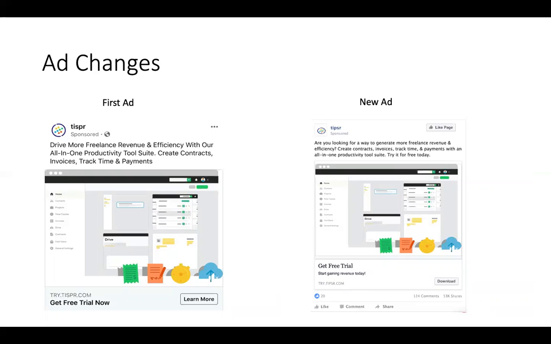When you look down now on the bottom, you can see the headline, get free trial. Nice, simple, clean, and then start gaining revenue today. That's kind of an eye-catching statement. Oh, I can get revenue today. So for people who are scrolling through and may not have read the copy at the top, they may stop for this. And then you can see we have changed the learn more to the download button.